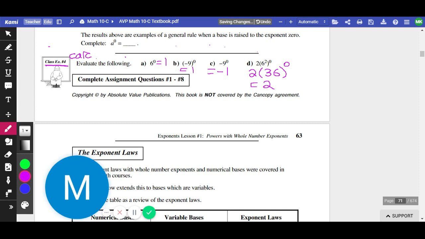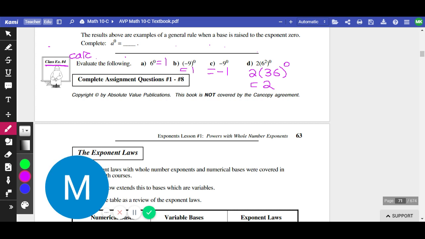How did we get all these answers? There's a pattern going on. The pattern is that anything to the power of 0 equals 1. It's called the 0 power rule. Anything to the power of 0 equals 1. So for this first question, the base was just 6. There was no coefficient. 6 to the power of 0 equals 1, plain and simple. For B, the base is -9. There's no coefficient. -9 to the power of 0. Anything to the power of 0 is 1.